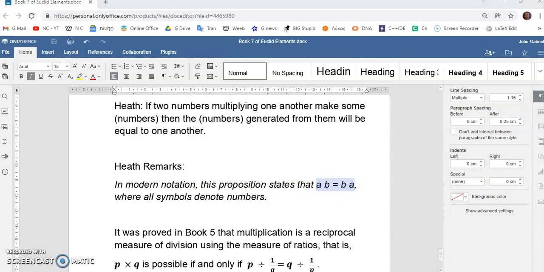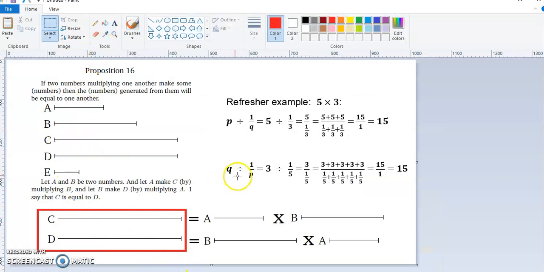But in proposition 16, what is really being said is this. And we can tell what is said by looking at this part of the text where it says, I say that C is equal to D. So if we let, for example, C be made or composed of the product of A and B and D from the product of B and A, we're told that C and D are equal.